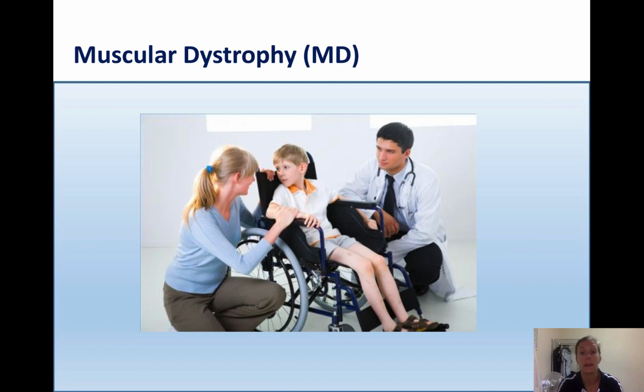So what we're going to talk about next is muscular dystrophy. Now, I'm certainly not an expert in this. I have obviously some understanding, and I've never worked with a patient with muscular dystrophy. It's kind of one of those conditions that I find a little bit harder because it affects young people. It drastically cuts their life expectancy.